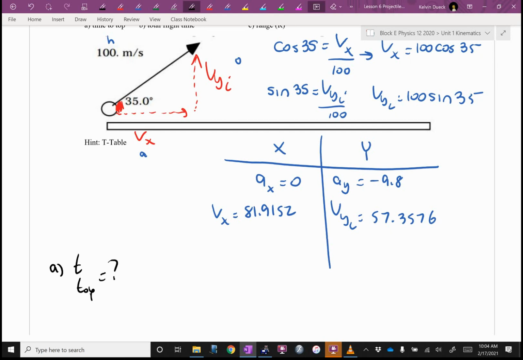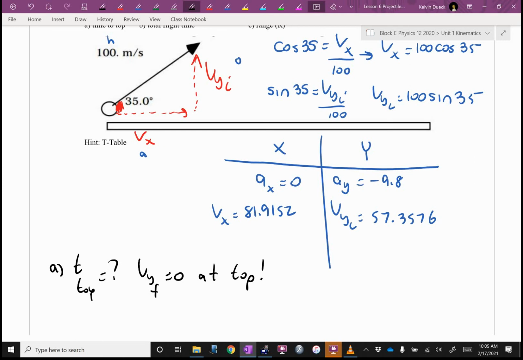Matt said when you get to the top, Vy final will be zero. Vx is not zero. It's still chugging along. At the top, for a split second vertically, it's zero. Vy final equals zero at the top. Now I know three things, so I'm looking for an equation that has a t, a Vf, a Vi, and an a. There is one. Which one? Vf equals Vi plus a t. Oh, our old friend.